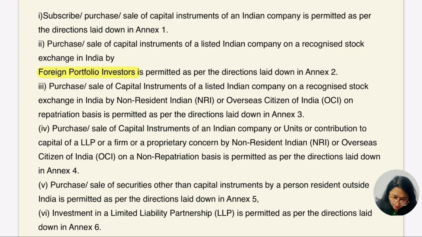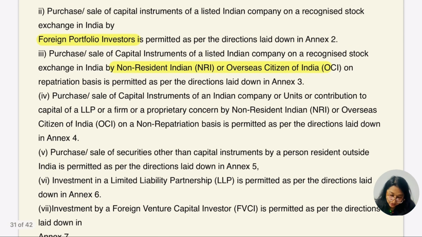आपने इन सब के बारे में पढ़ा है ना भैया? हाँ जी पढ़ा है. And the overseas citizen of India, आपने फिर पढ़ा है या नहीं पढ़ा है? Repatriation basis, सब कुछ पढ़ा है, सब याद आ गया. Then what? On repatriation basis is permitted as per the direction laid down in annex 3.